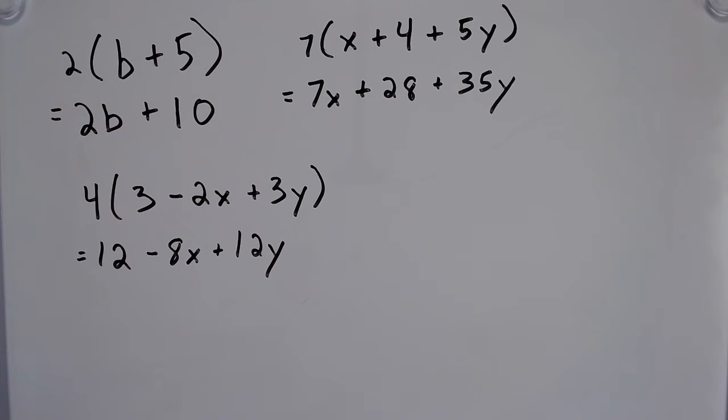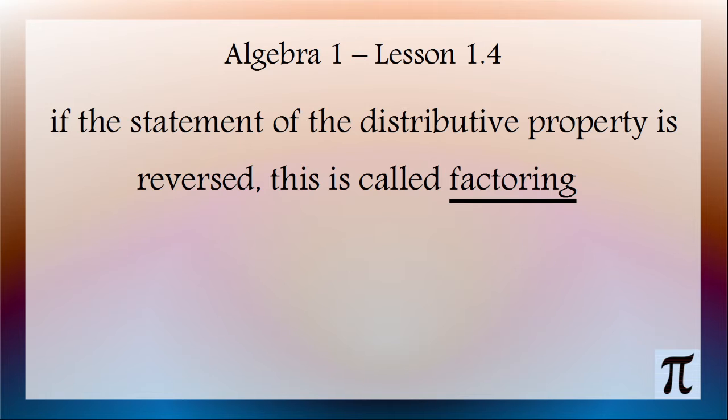Okay, let's jump back to the slides. So the next topic we're going to cover is factoring. So if the statement of the distributive property is reversed, this is called factoring. So this is that forward backwards idea. We just distributed. Factoring is the reverse of that operation.